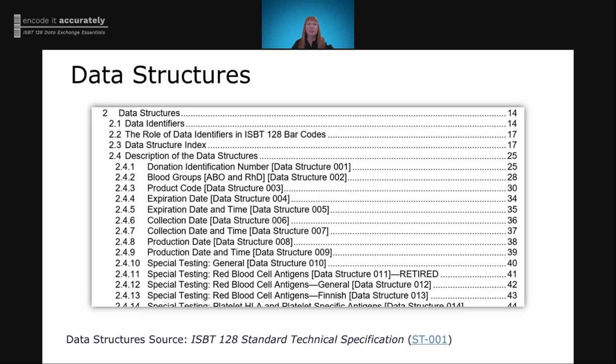Okay, for data structures, we want you to again look at ST001, the ISBT 128 standard technical specification. That is our core document. And in section 2, it's going to list all of the data structures. And I should note that the table of contents in ST001 is a great place to start when learning about the breadth, depth, and scope of the ISBT 128 standard.